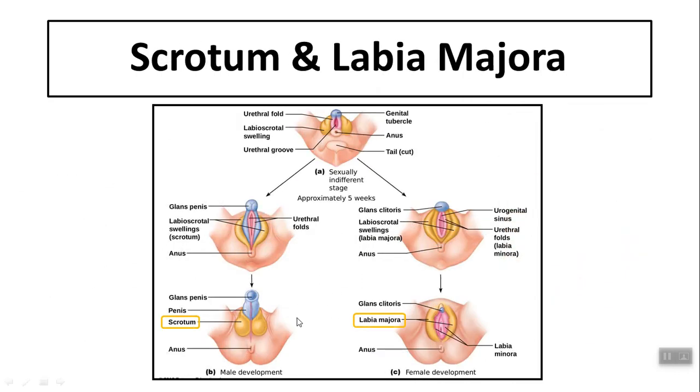During fetal development, here we can see these in yellow color, these are the labioscrotal swellings. In male, they will fuse at the midline to form the scrotum, while in female, they will remain separated to form the two labia majora.